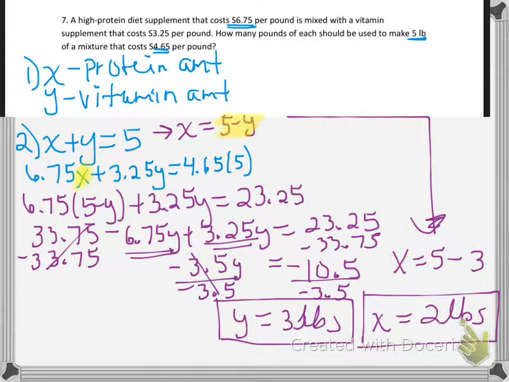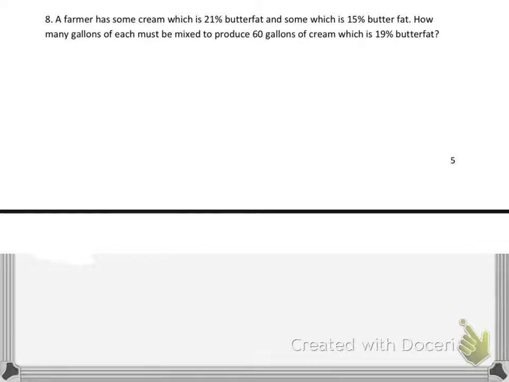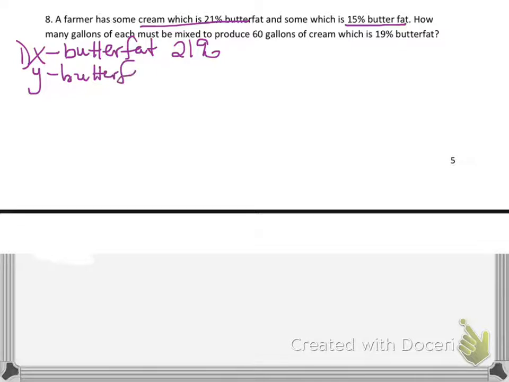All right. We can quickly do the last word problem as well. Okay, so in this problem, same directions. Identify your variables. So we can just use x and y per usual. Okay. A farmer has some cream, which is 21% butterfat, and one that is 15% butterfat. So this one, you can say, butterfat at 21%, and the other one, butterfat 15%. Okay?